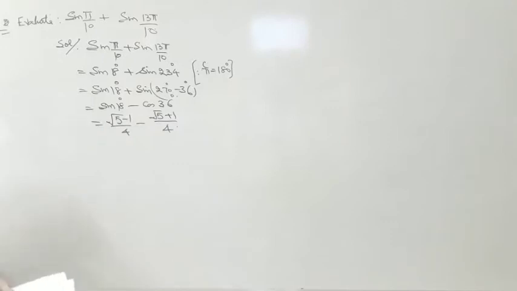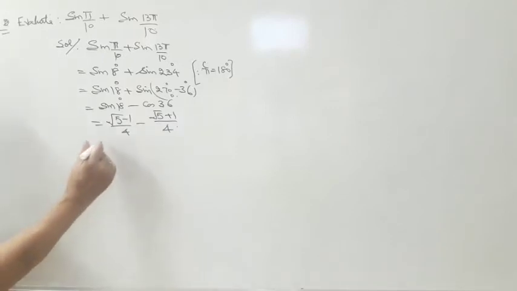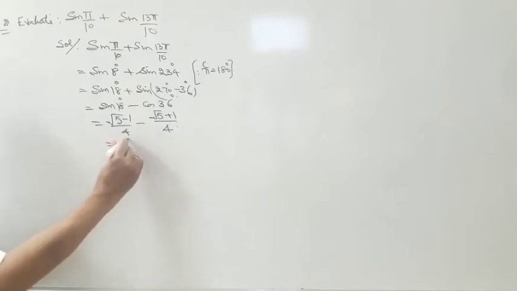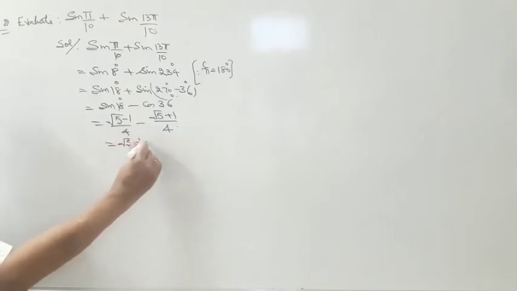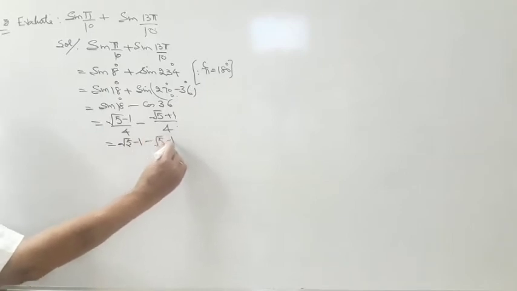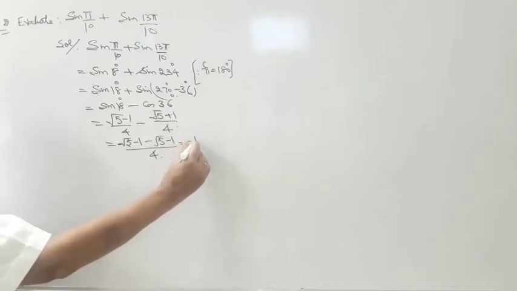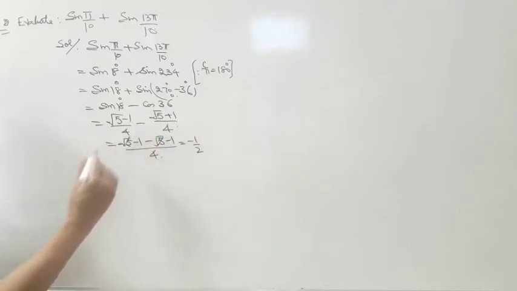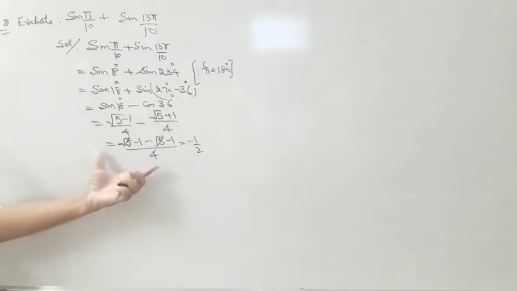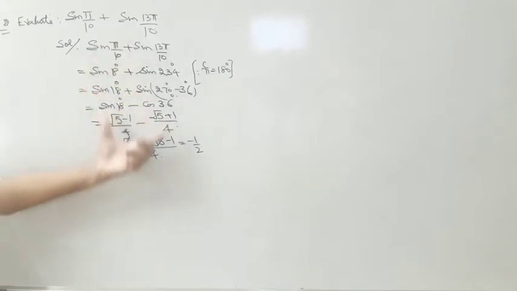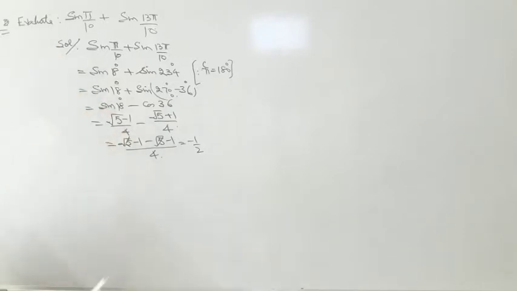That is, use the values for sine 18 and cos 36. When you simplify, it is under root 5 minus 1 minus under root 5 minus 1 upon 4, which comes out to be equal to minus half. This is the value. An important question, but you must solve such cases also from the book. You will find a variety of questions based on this, but concentrate on 18 degrees and 36 degrees.